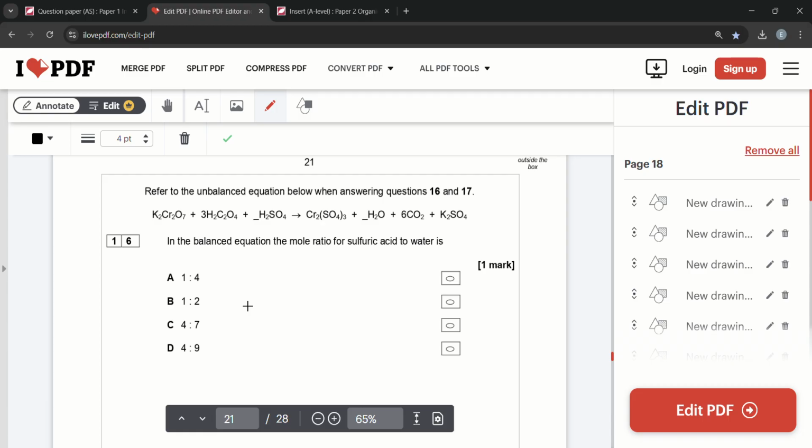So how do we do this? Well, if we look at each individual element, we've got K2, Cr2, O7, but then we've also got 7 oxygens, 12 oxygens, that's 19, plus another 4, that's 13. However, on the right hand side, let's just do the hydrogens. We have 6 hydrogens, 7, 8.